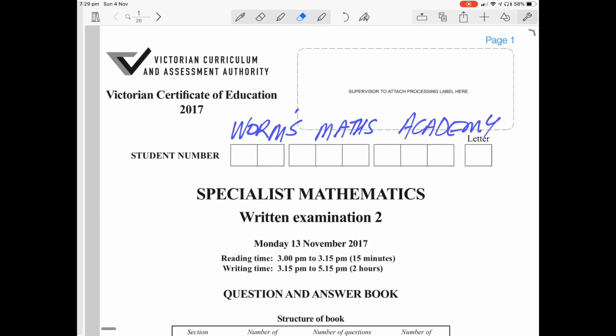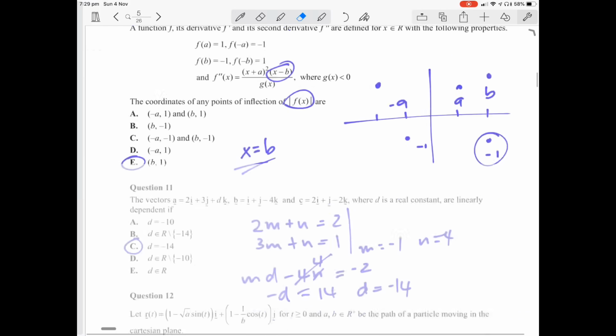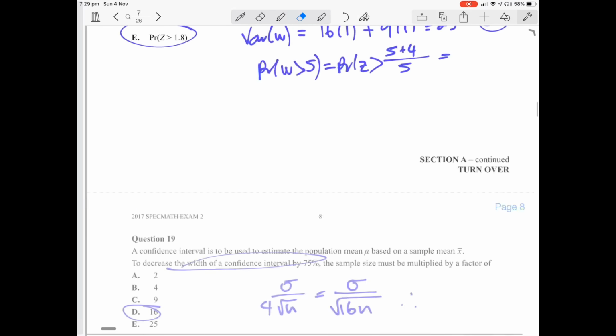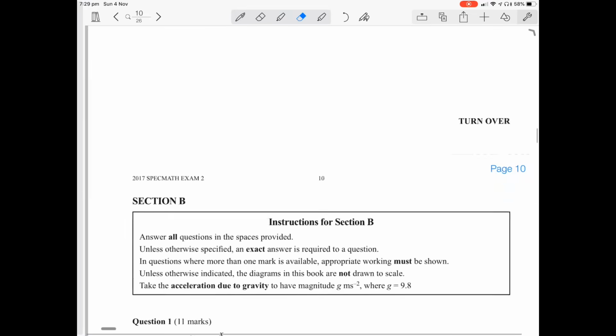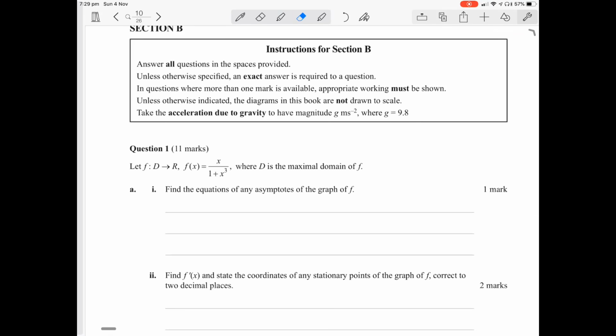I just went through the multiple choice special exam 2017. Now it's time to have a crack at the extended response section B.